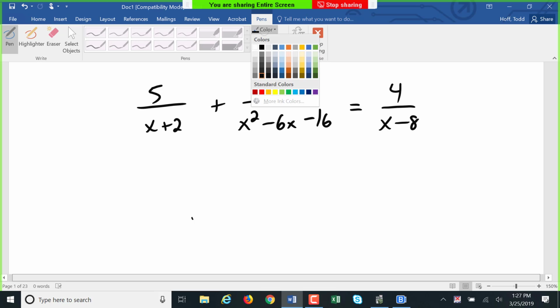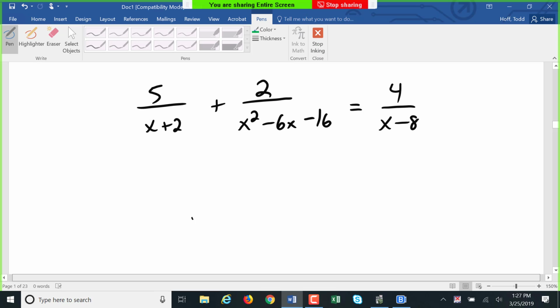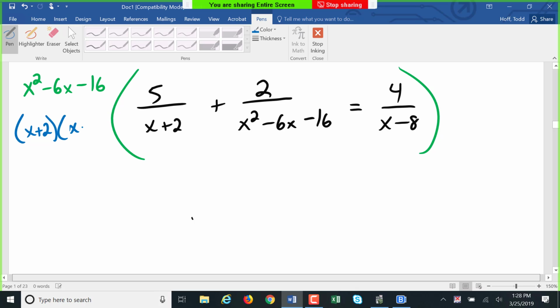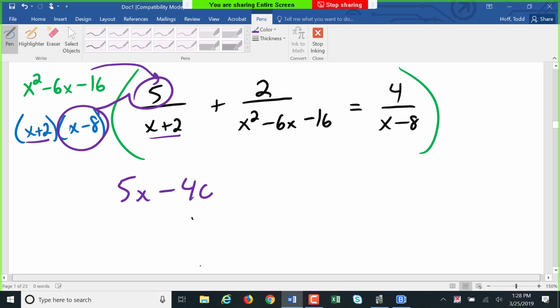So, if we look at this, x plus 2 times x minus 8 is x squared minus 6x minus 16. So our least common denominator here is going to be x squared minus 6x minus 16. But again, we're going to keep in mind that that is x plus 2 times x minus 8. So that when we multiply this through, multiplying the first piece here, the x plus 2 part will cancel out. This is just x minus 8 times 5, which is 5x minus 40.